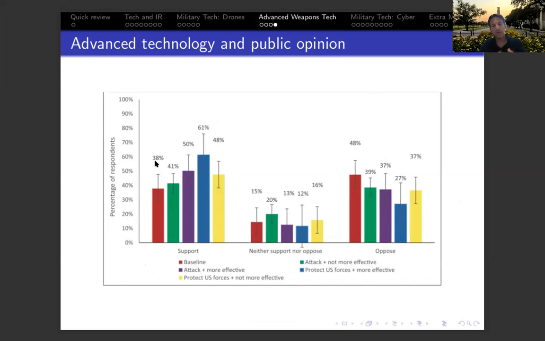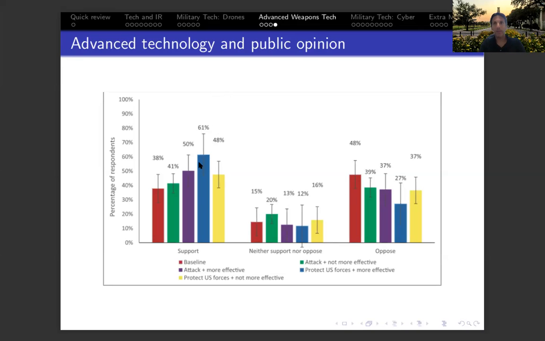What happens when we start including all kinds of more military utility arguments into those explanations? So first, the support when we describe those weapons as more effective and protecting US forces is much higher. This is this blue bar that you have over here, 61% support when we describe the systems as effective and protecting of human life, especially American forces.